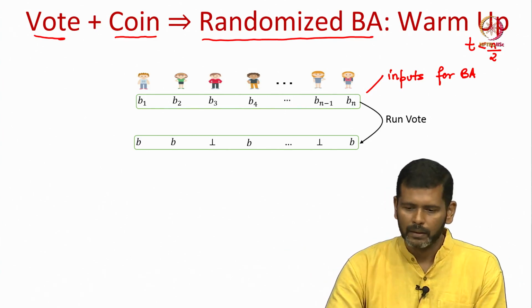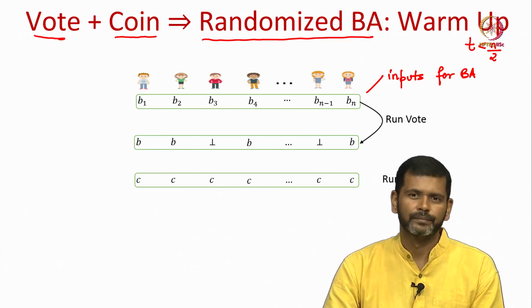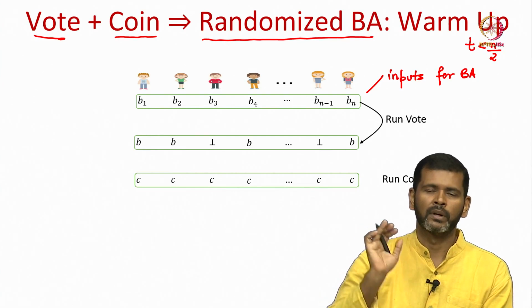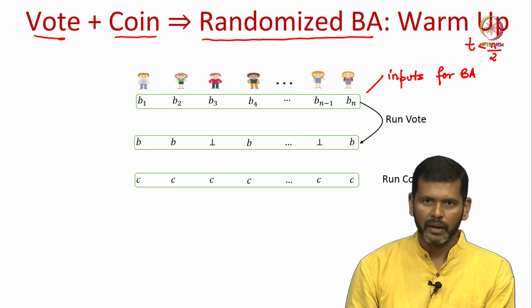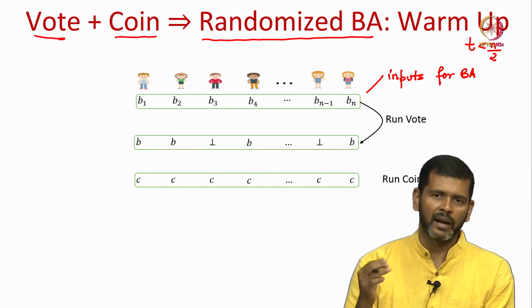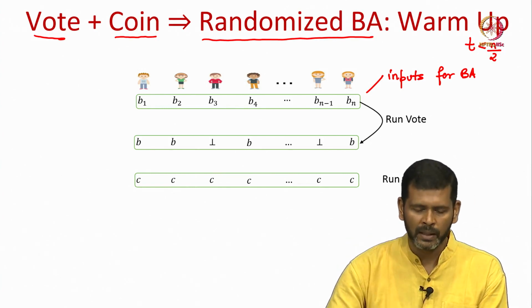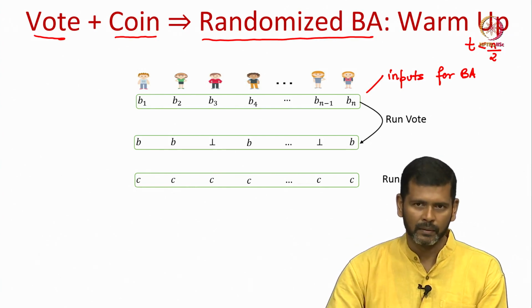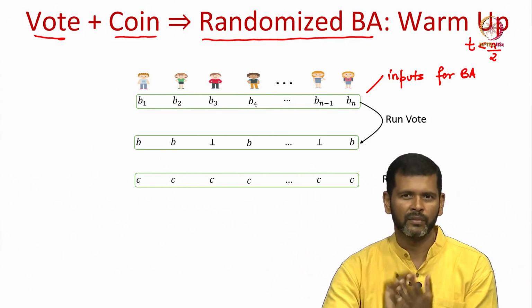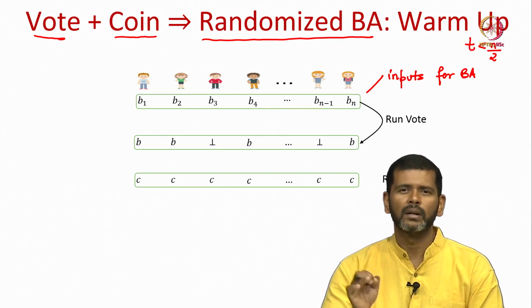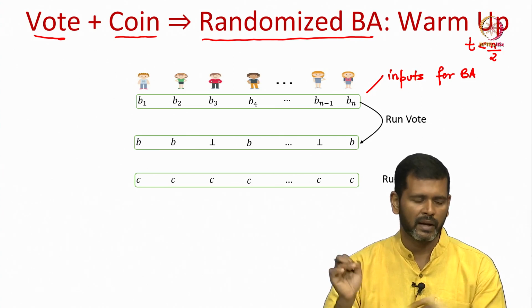Now, at the end of the vote protocol, the parties run the coin protocol, independent of what output they obtained from the instance of vote. The hope is that the coin protocol will guarantee that with probability p, the output for every individual party is the same, say C, and it is a random bit. Of course, with probability 1 minus p that may not happen, but for the moment assume that with probability p, all the honest parties output a common random bit at the end of the coin protocol.